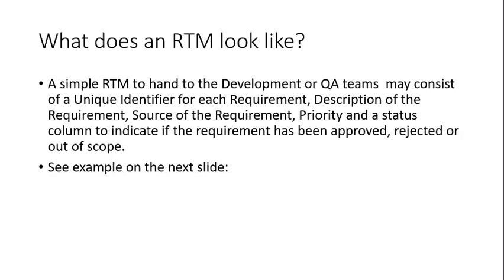So friends, what does an RTM look like? A simple RTM to hand to the development or QA teams may consist of a unique identifier for each requirement, description of the requirement, source of the requirement, priority, and a status column to indicate if the requirement has been approved, rejected, or out of scope. See example on the next slide.